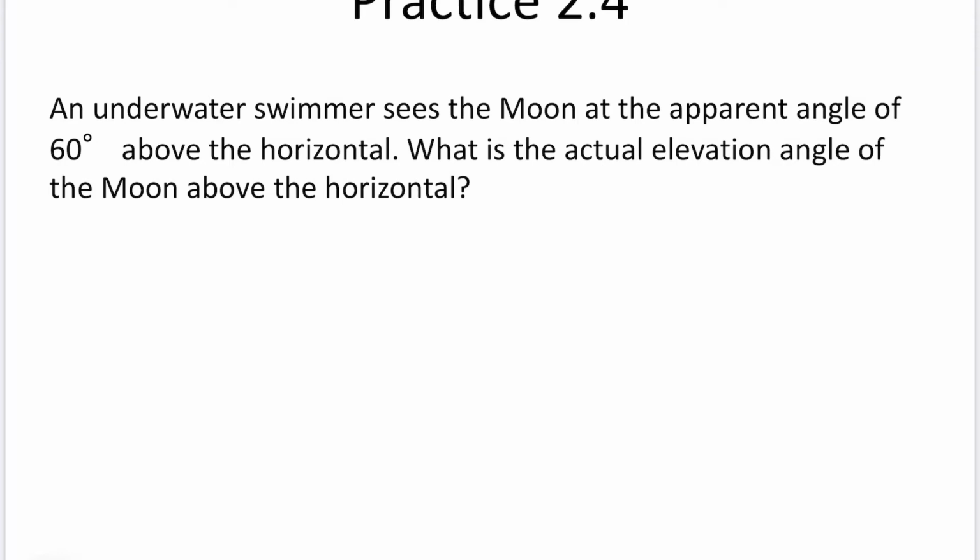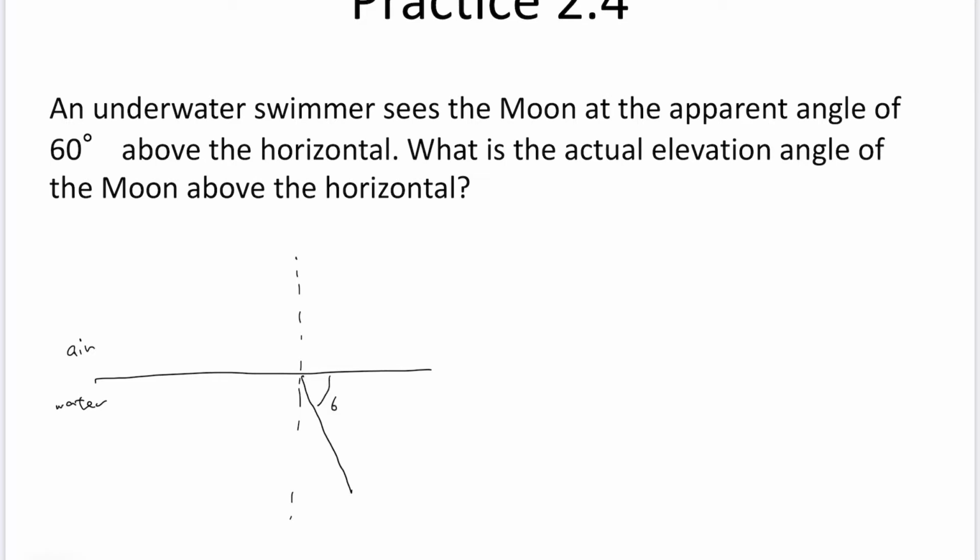So in this practice, underwater swimmers see the moon at the apparent angle of 60 degrees above the horizontal. What is the actual elevation angle of the moon above the horizontal? This is the air and the water. The person sees the moon at 60 degrees. So the swimmer sees 60 degrees.